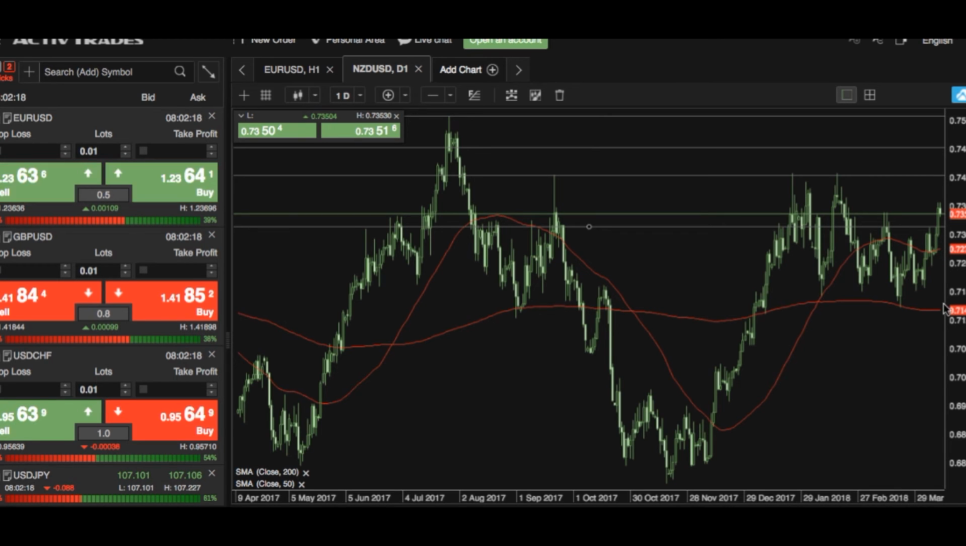If we have a look to the downside, 0.7310 is key support. We also have further support from the 0.7277 level, and we also have that key moving average at 0.7147. This week, also look out for key CPI data and also the FOMC minutes from the US economy.